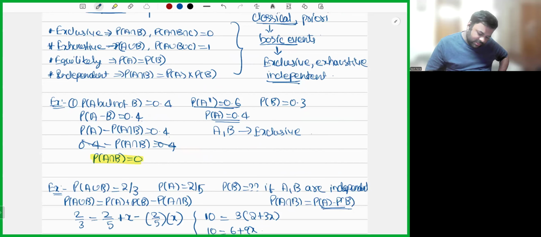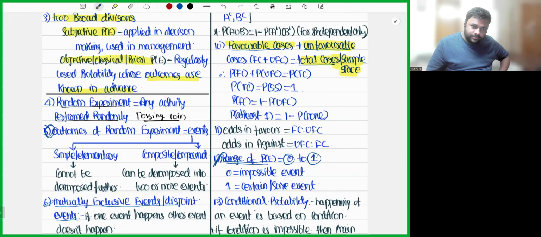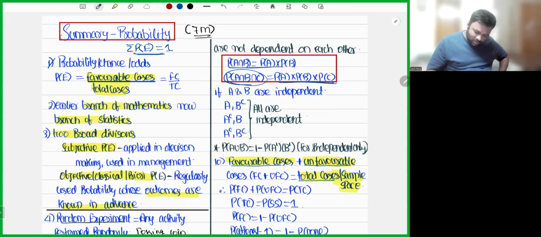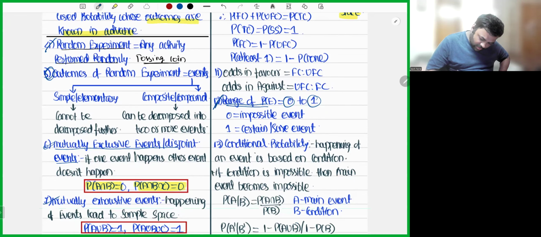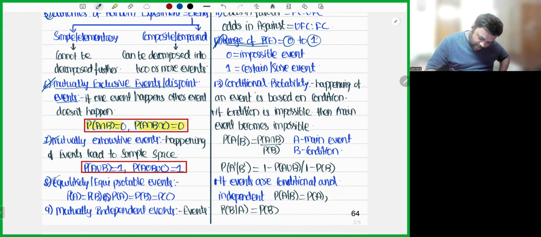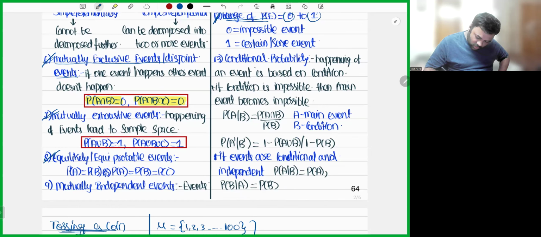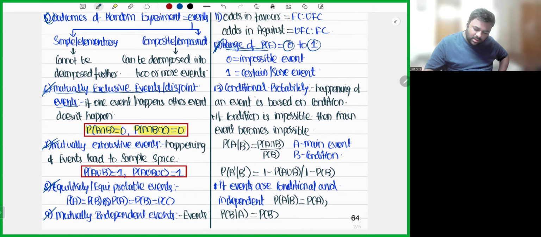So if you see, my dear friends, first point is completed. Probability is completed. Next is completed. Third is completed. 2 broad divisions. Next, random experiment is completed. Mutually exclusive is completed. Mutually exhaustive is done. Equilikely is done. Mutually independent is done.